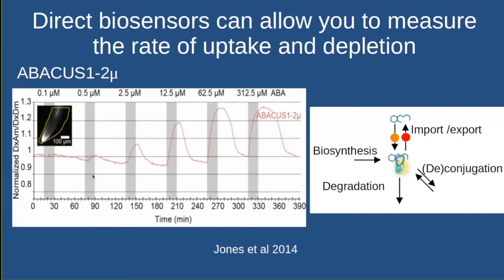We can take an Arabidopsis root in this case, and we give it pulses for only 10 to 15 minutes of different concentrations of ABA, and we can get very quantitative outputs from this. So we can start to see the rates of uptake and the rates of depletion with these different treatments. What's interesting is that when you do these repeated pulses, the rate of ABA elimination actually accelerates. It's eliminated more quickly after pre-treatment with ABA, which implies that ABA is promoting its own elimination, which could be through conjugation or degradation or something else.